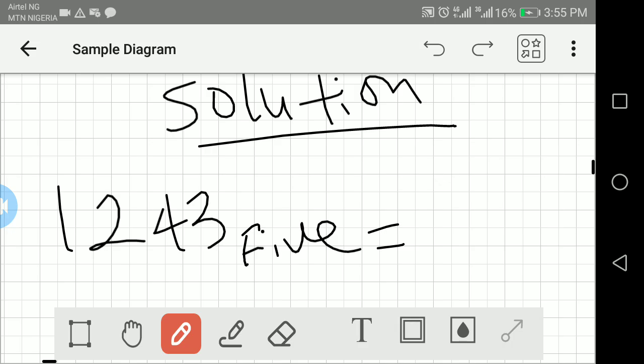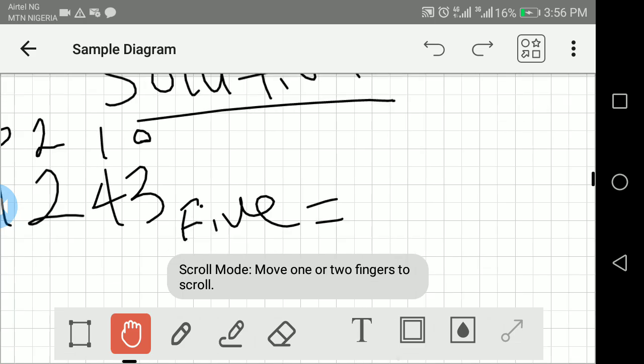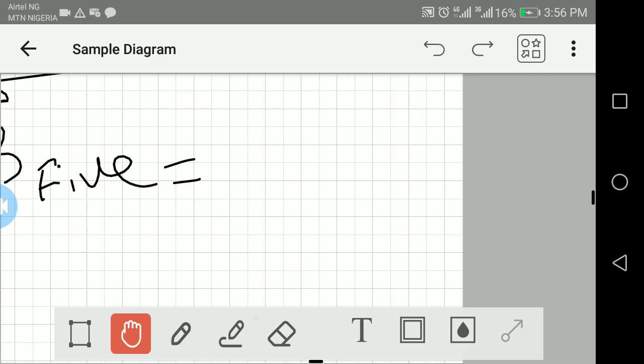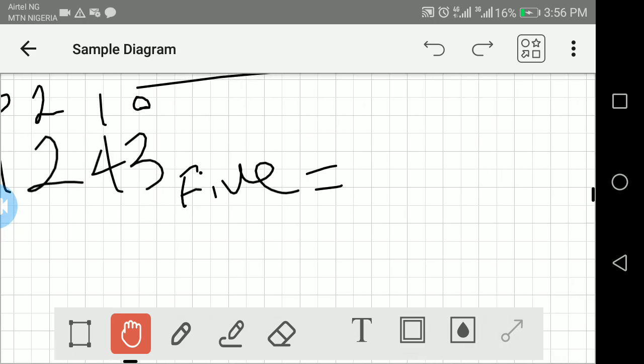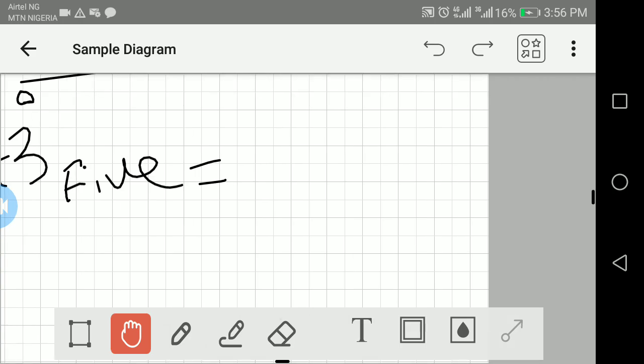The last number here is at power 0. Start from 0. The second to the last is 1. The third to the last is 2 and 3. All right, 0, 1, 2, 3. Let's carry on with the solving. So 1, 2, 4, 3.